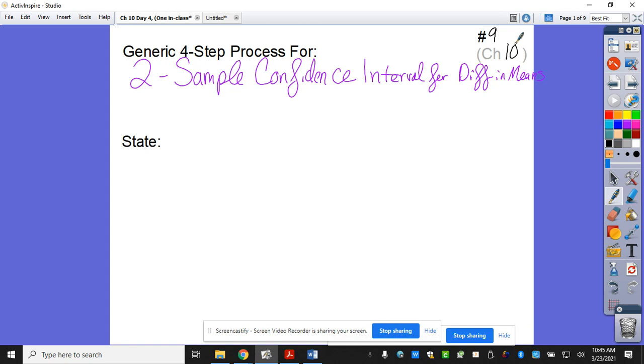So in state, you should really be looking at this kind of side by side with your four-step number 7, one from Thursday. Because right now it's probably most similar to our two-sample confidence interval for proportions. Now, obviously, things are going to change, but so far, that's our closest one to this. So how did we start that one in state? Defining our different parameters. So we have to do it the exact same way.